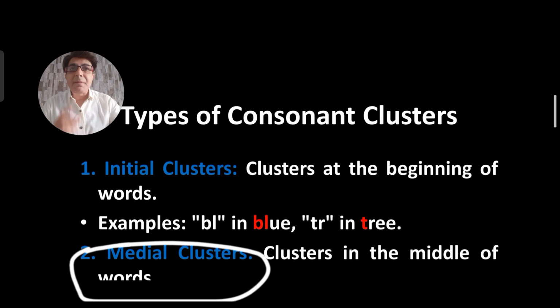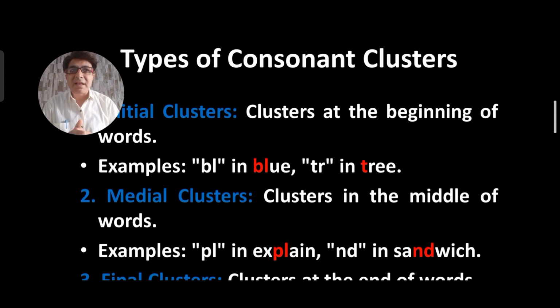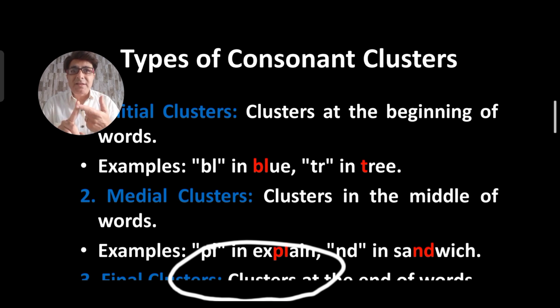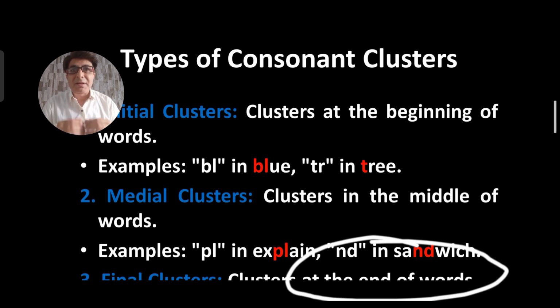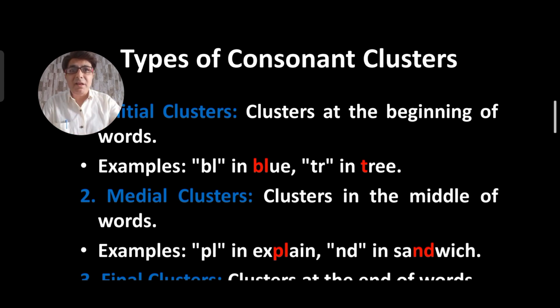Second one is the medial cluster. Medial cluster means when two or more than two consonants come in the middle of the word. For example, the word explain, here the consonants p and l come in the middle. Or for example, sandwich, the consonants n and d come in the middle of the word.